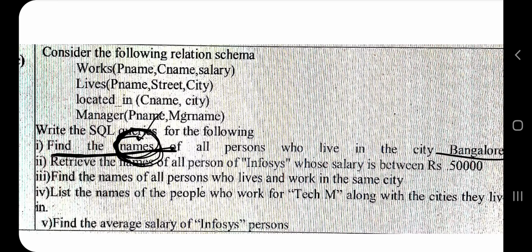Find the names of all persons. This is the second part. Find the names, where you can find the name of the person. You have works and lives, so two places: works and lives. So these are the two tables which you will be considering.